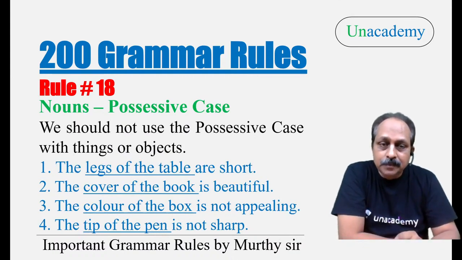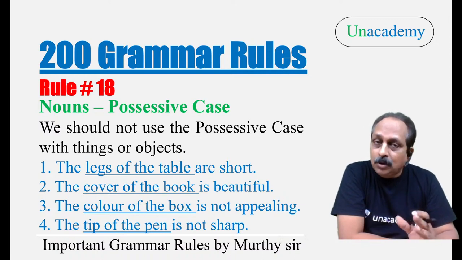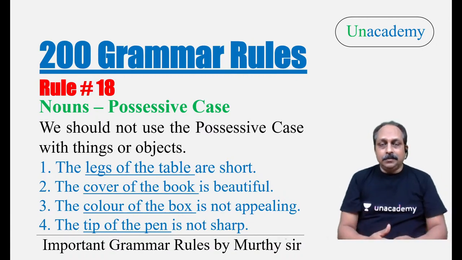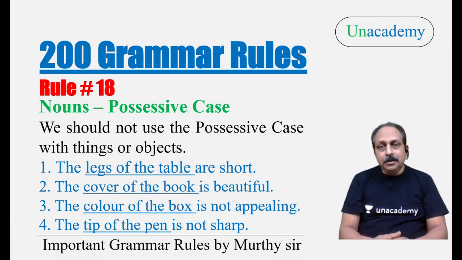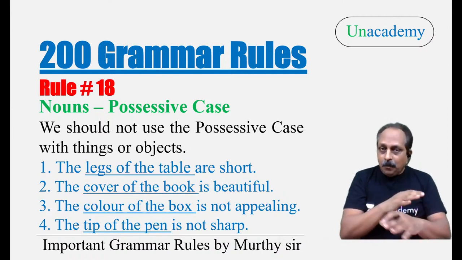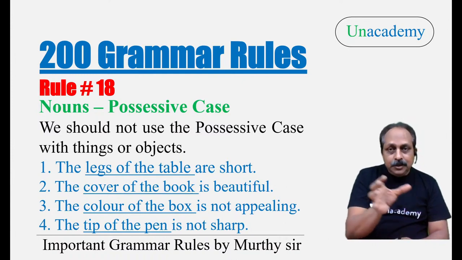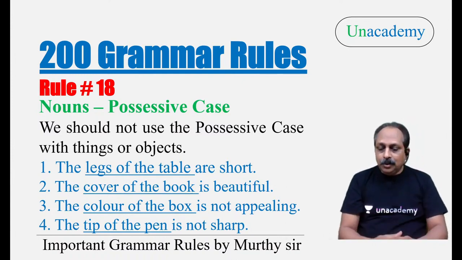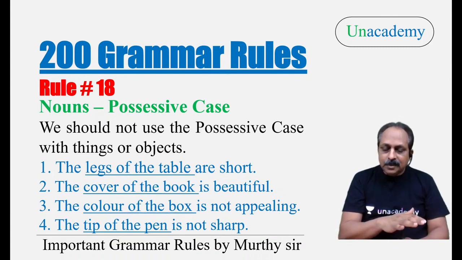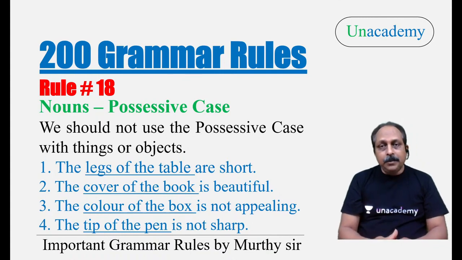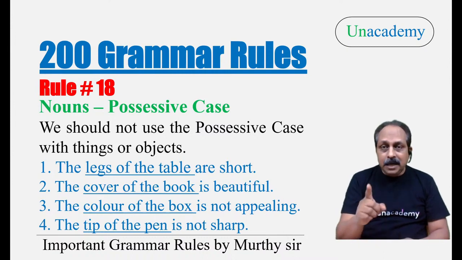What is the next one? Rule number 18. We should not use a possessive case with things or objects. This is also a common error. A lot of people say the table's legs are short. Table's legs. What is table? It's a thing. Things are objects. We should not use a possessive case. And what is the correct expression for that? The legs of the table. I'll repeat the rule. We should not use the possessive case with things or objects. Examples: the legs of the table are short. You should not say the table's legs are short.